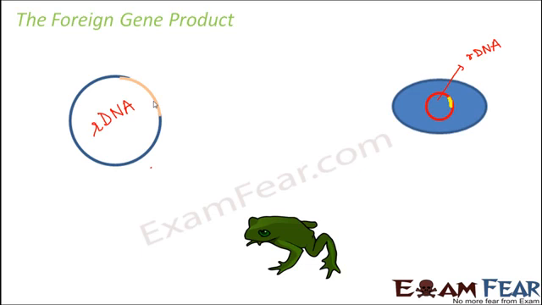And for that purpose, what do I do? I extract the gene of the jellyfish and insert it inside the cell of the frog. Now, I want that gene not only to be present inside the cell of the frog, but also to get expressed. That means that glow should be seen in the phenotype of the organism.